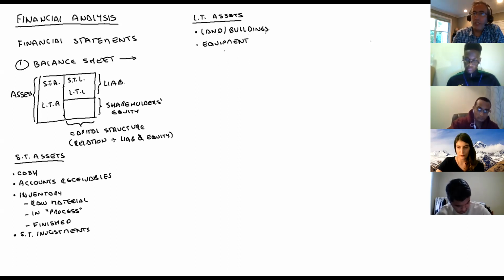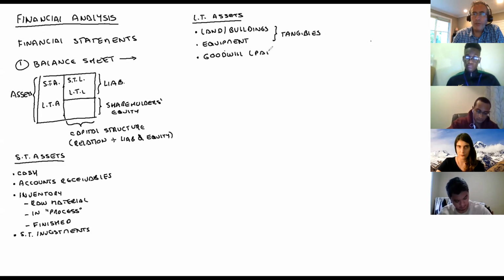These are the tangible ones. These are also called tangibles because you can touch them, you can see them. And you also have something that are called intangibles. That is what is known as goodwill.